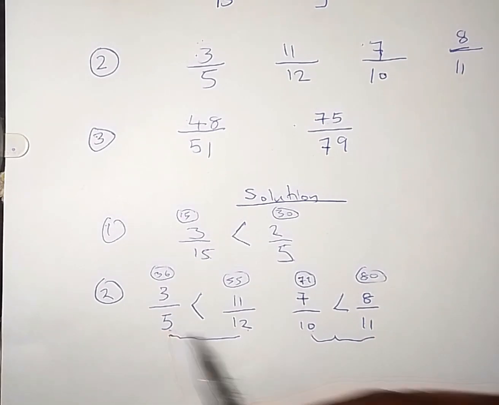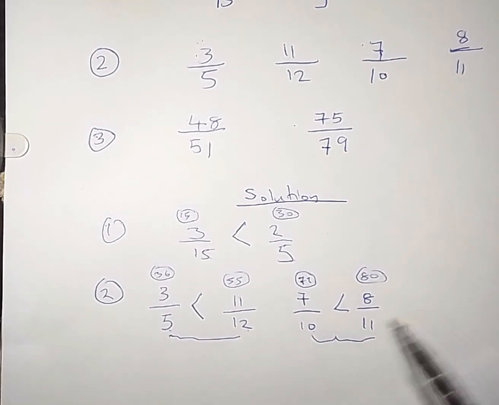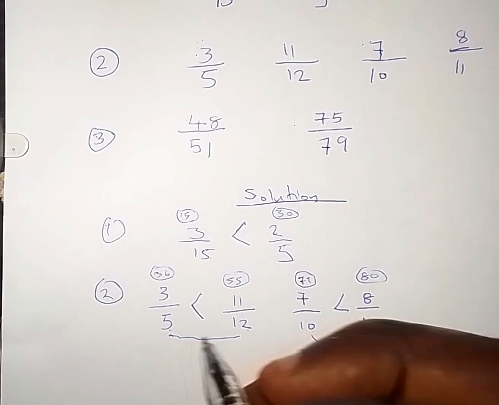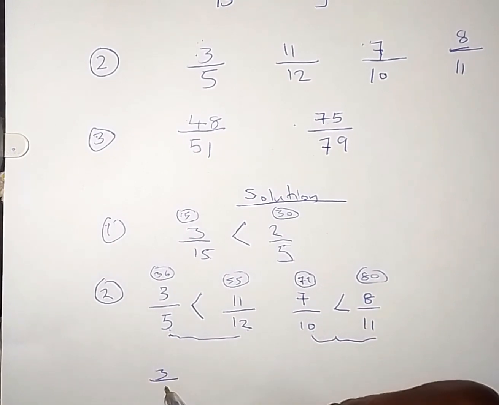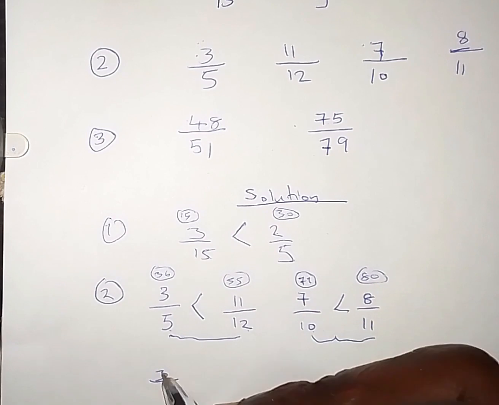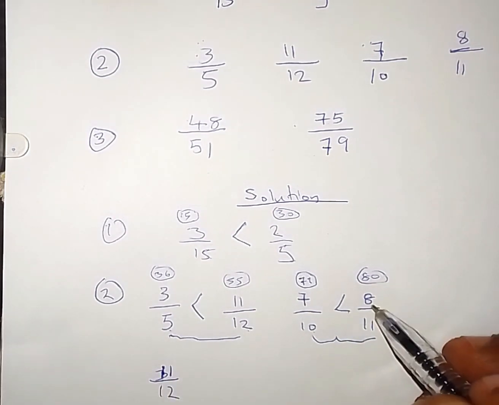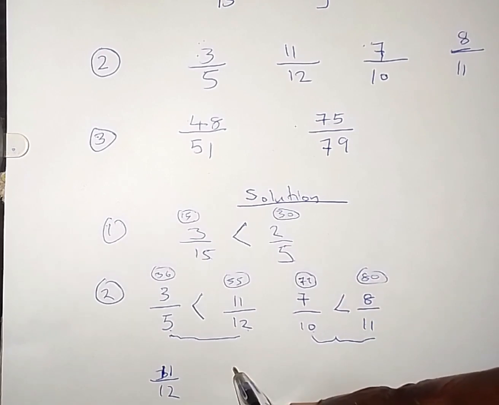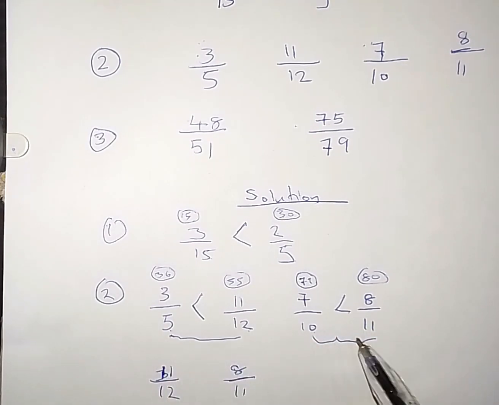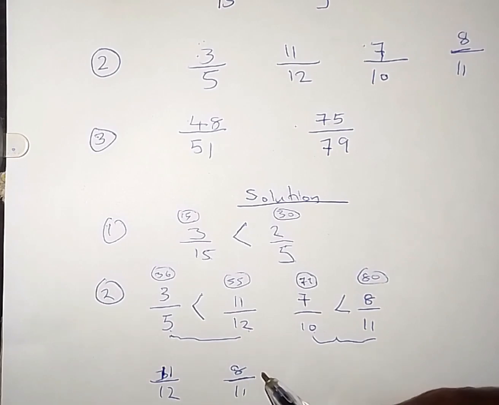So let us now see among the two which is greater. Let me bring it down here. That is 11 all over 12, and then 8 all over 11. These are the two greater fractions among these four. So we also do the same thing. That is, we have to multiply this one by this and also multiply this by this and see which one is greater.